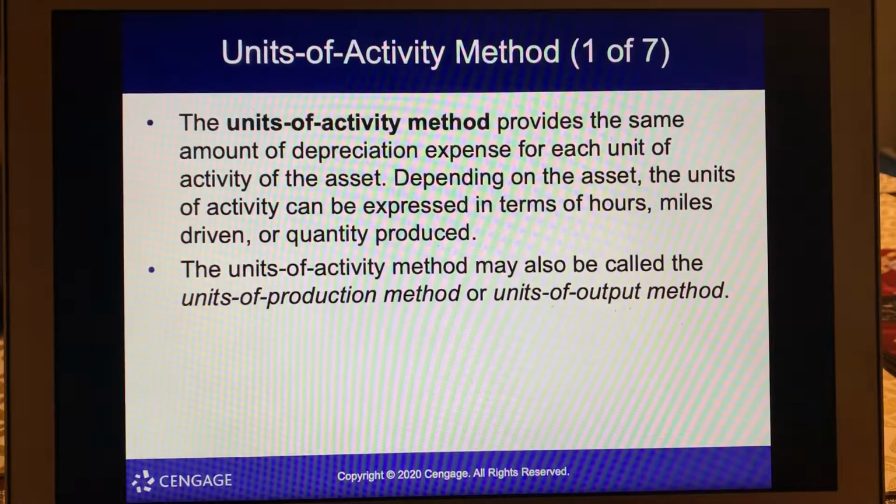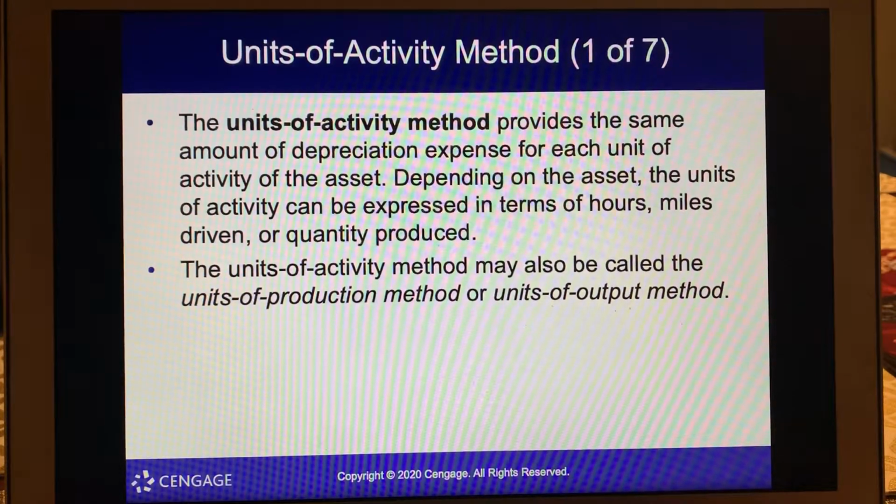The units of activity method provides the same amount of depreciation expense for each unit of the activity of the asset. Depending on the asset, the units of activity can be expressed in terms of hours, miles driven, or quantity produced. So at NAPI, they go by hours of operation on their farm, on the big tractors. Typically, those are leased though, so there's a difference whenever equipment is leased. They're not necessarily depreciating, in essence, is what I'm saying.